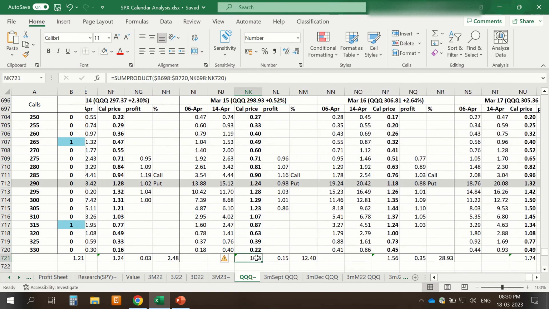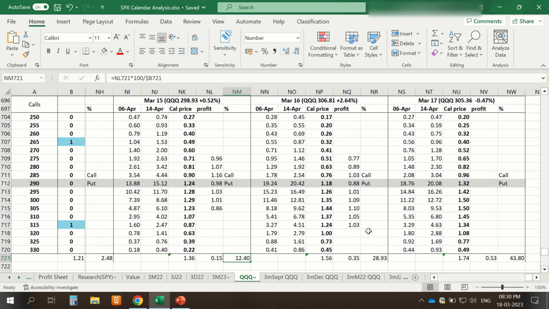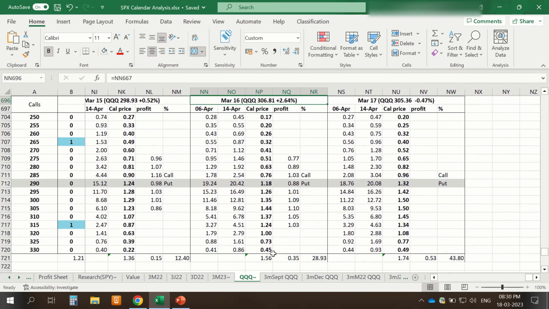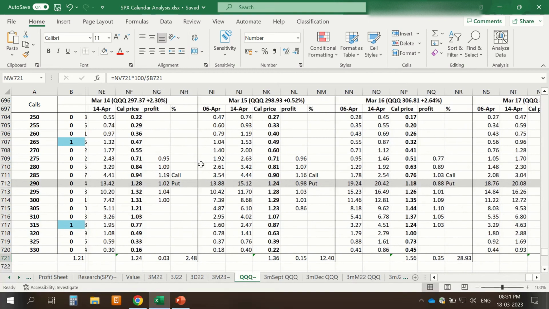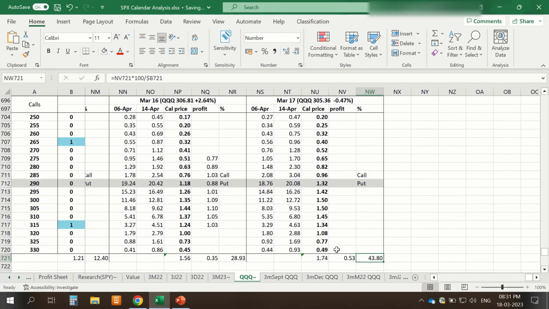On March 15th, your premium instead of 1.21 became 1.36. So the premium went up by 0.15 points, which is 12% profit. Like that you can do it. On March 16th, the premium of these two calendars would have become 1.56, so your profit is 35 cents, which is 28% profit. On March 17th, the premium is 1.74, which is 53 cents profit, which is 43% profit. Now you can see this is a lot.